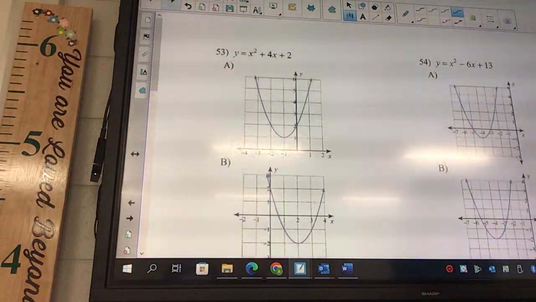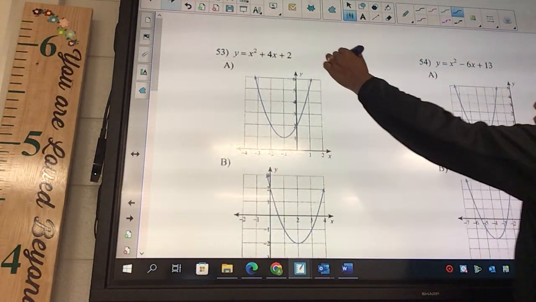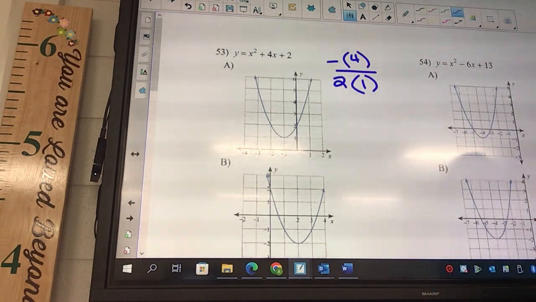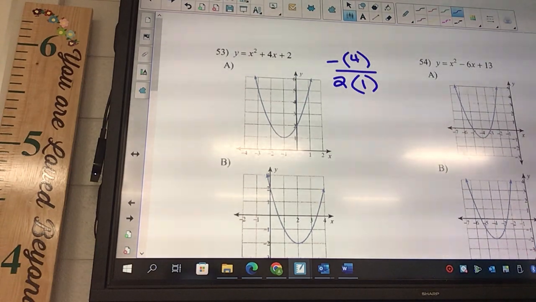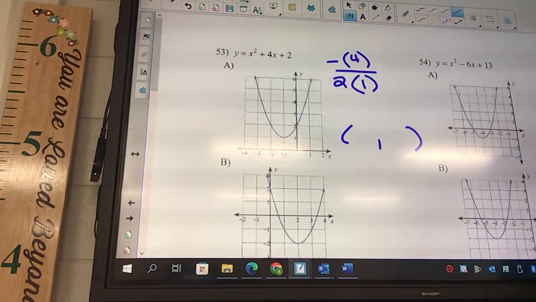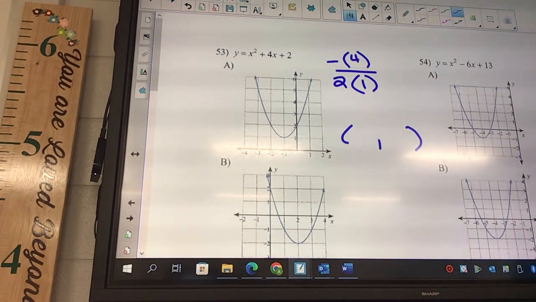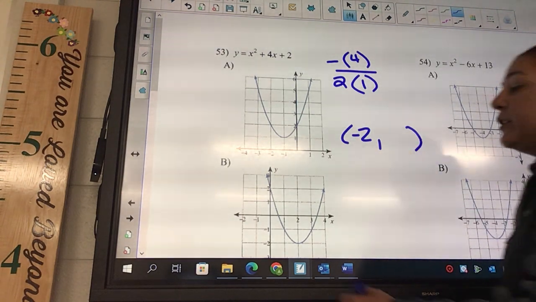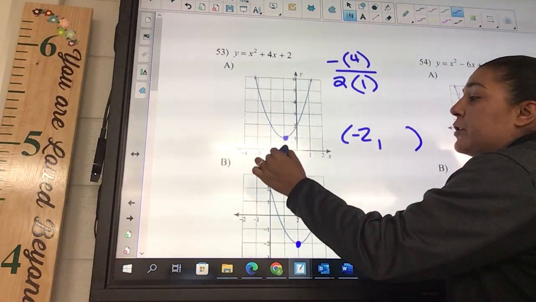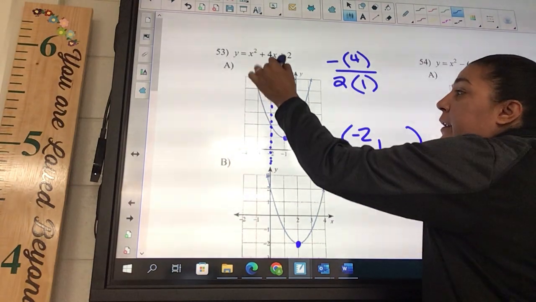Okay, 53. It is not in vertex form, it's in standard form. So we got to do negative B, which is 4, over 2, and my A is 1. Okay, type that in your calculator, see what you get. Negative 2. So that means that my x, it should be somewhere the vertex, meaning this part. This is the vertex. It should be somewhere starting on this line at negative 2.